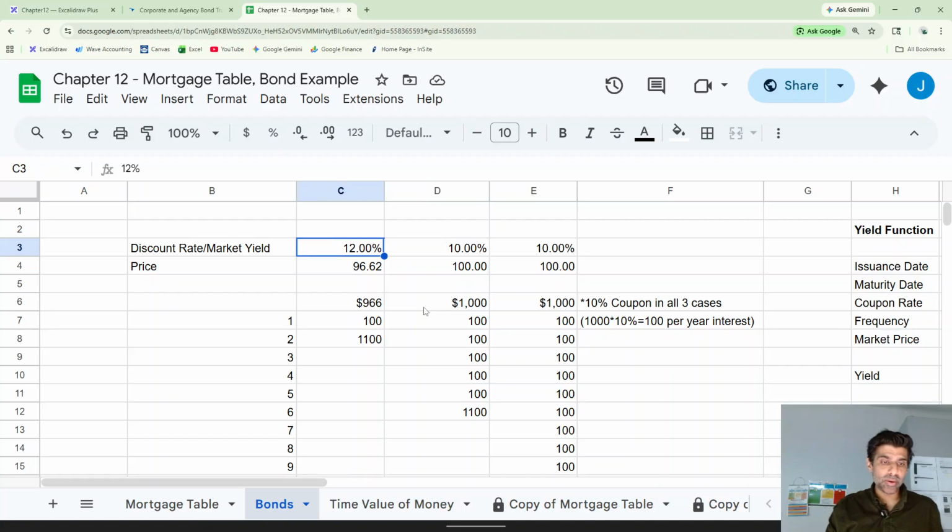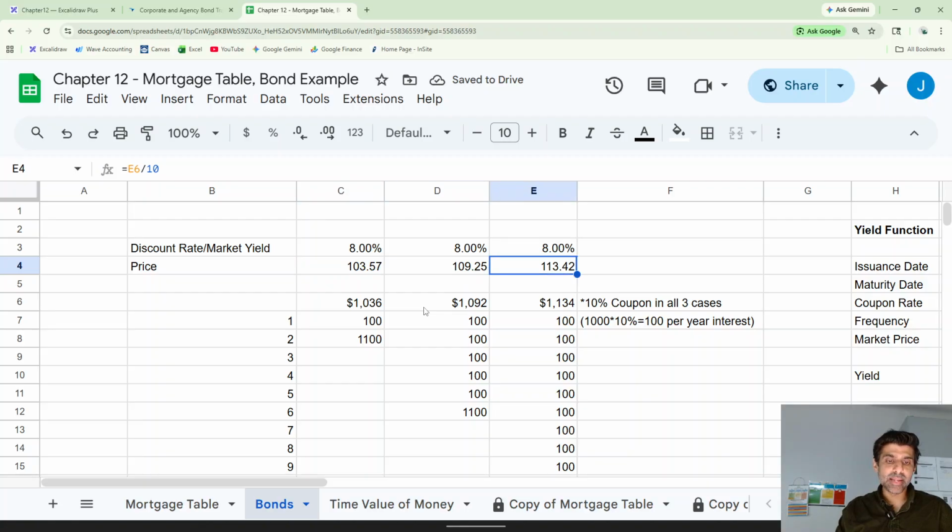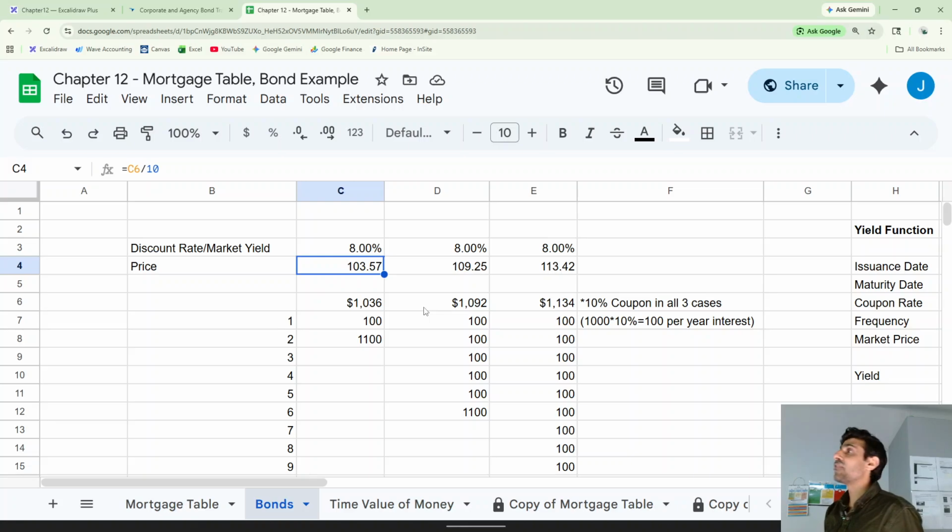Okay, but let's do one experiment here. Let's just make all of these 8%. Okay, so you can see here that when I did that, the price moved much more, right? I just changed all of the yields from 10% to 8%, but you can see that this 10-year bond, the price changed much more than the 2-year bond. And this is a function of that formula that I told you.